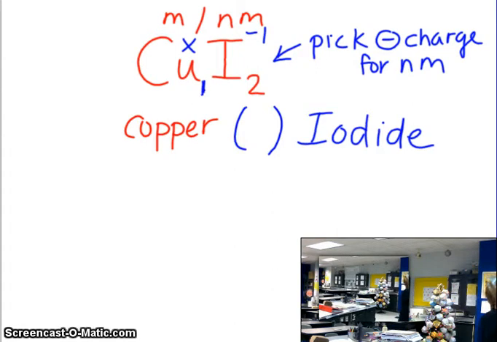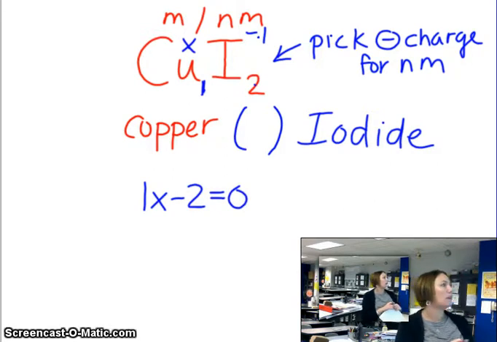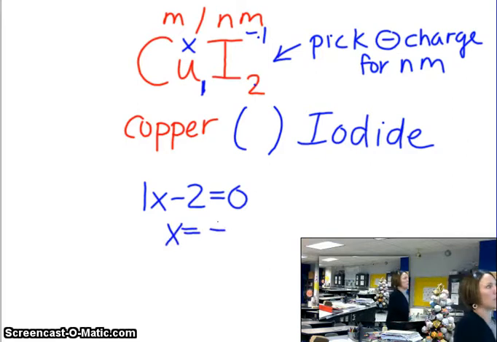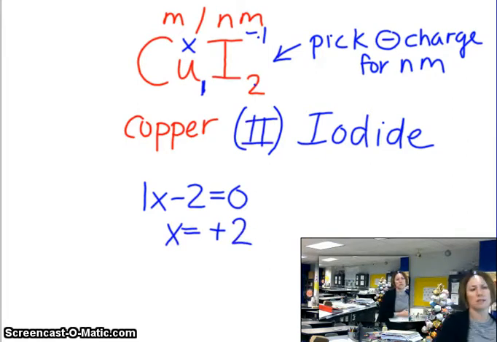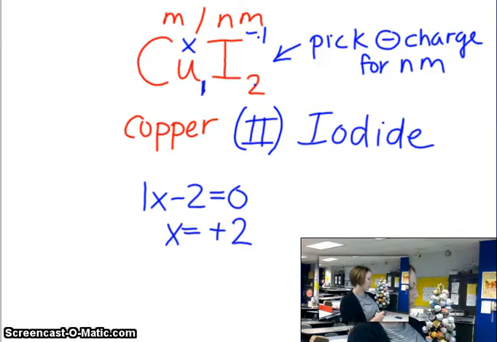Now we do bottom times top, 1x, bottom times top, -2 has to equal 0. All compounds are neutral. So what charge do you need in order to get a neutral compound, right? In order to make a neutral compound, your x has to be +2. So then you put that in Roman numerals inside the parentheses. The name of this compound will be copper 2 iodide.